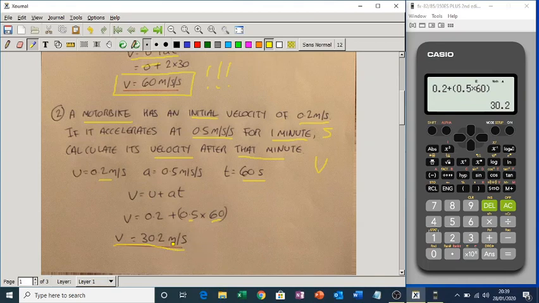Again, which is a bit fast. Because don't forget, it's constant acceleration, so it's accelerating that much every second. That's why we get big numbers. So another nice easy example using v equals u plus at.